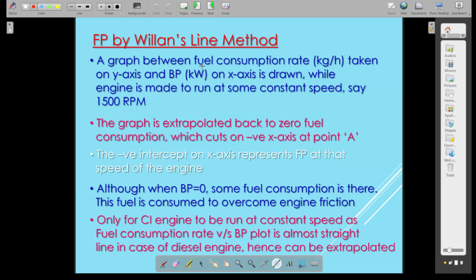So a graph is drawn between the fuel consumption and the BP on the x-axis, and you are running at the same speed. That is being extrapolated to get zero fuel consumption, which cuts the negative axis at point A. That's already shown to you.